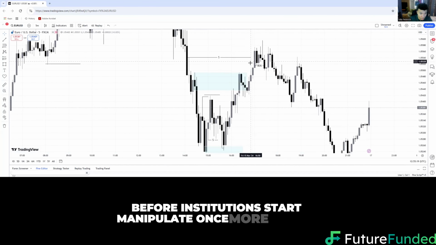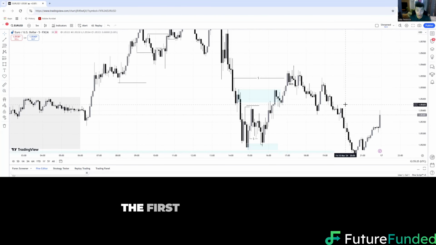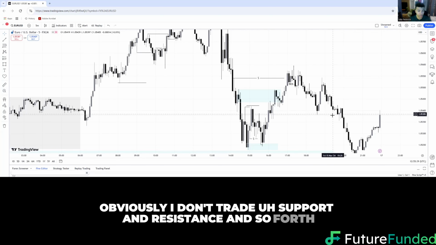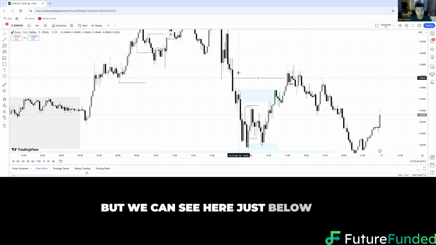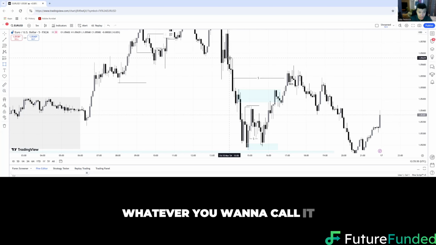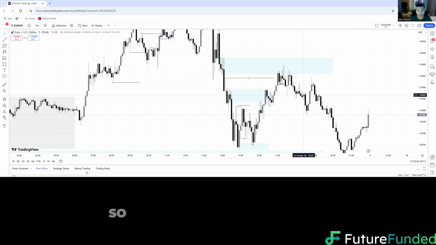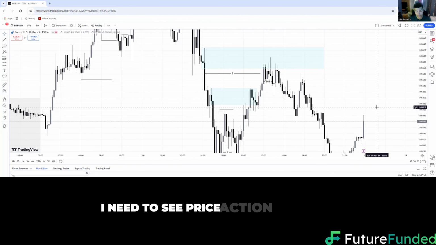All right, so normally whenever I see some form of retracement, the first area, supply and demand area, support and resistance, whatever you want to call it, you know, mine's slightly different. Obviously I don't trade support and resistance and so forth. Mine's just based upon institutional levels, but we can see here just below, or just above I should say, this area of liquidity or a resistance level, whatever you want to call it, we have this beautiful point of interest right here. Okay, so price has now tapped into this area, and this is kind of what I was saying earlier about, I don't just want to enter. All right, I need to see price action actually develop.